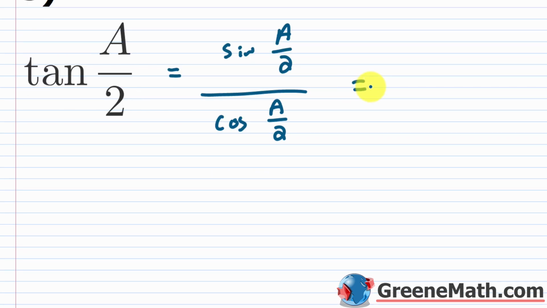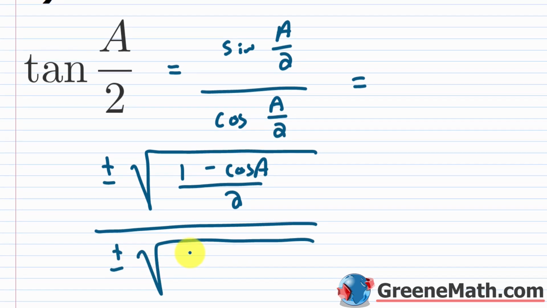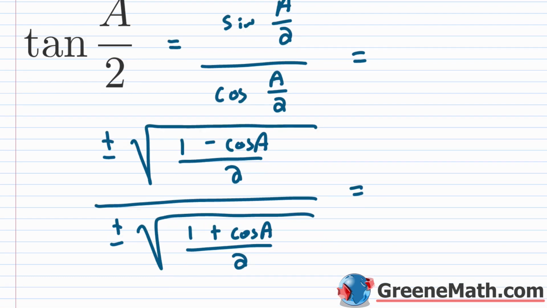So this would be equal to, for the sine of a over 2, we said this was plus or minus the square root of 1 minus the cosine of A over 2. And then this would be over your cosine of A over 2. So this is plus or minus the square root of 1 plus the cosine of A over 2. Okay, so how are we going to simplify this? It's actually pretty easy overall.